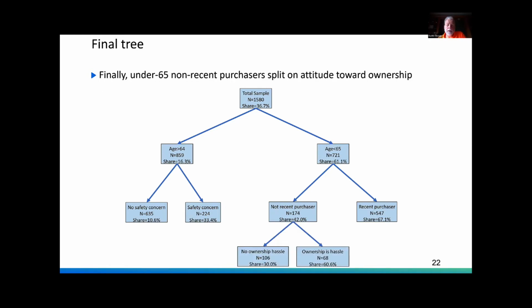And finally here, we see one more split was significant in our tree. Among those non-recent purchasers who are under age 65, some of them perceived owning the product itself as a hassle, and some didn't. If they did perceive it as a hassle, they split to the right, and there was a 60% chance they would buy our new service. If they didn't see it as a hassle, they thought, oh, I can do it myself, I don't need the service, and only 30% of them were interested in acquiring the new service to accompany their product.